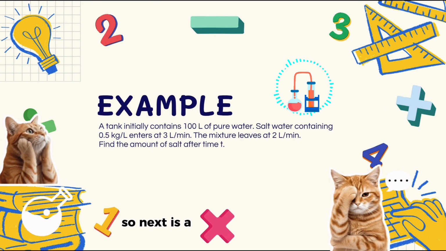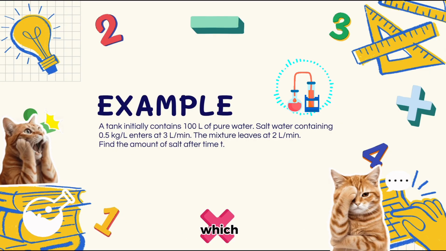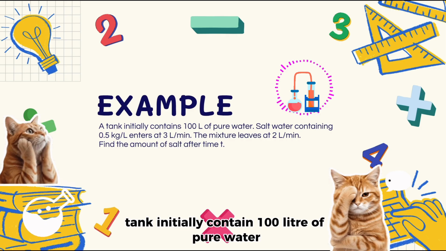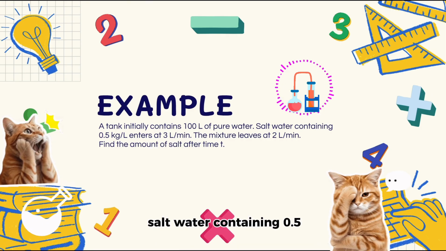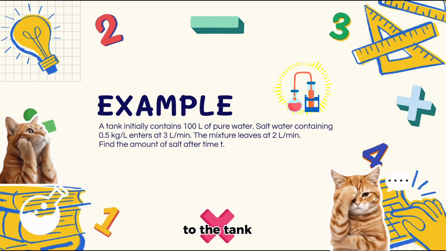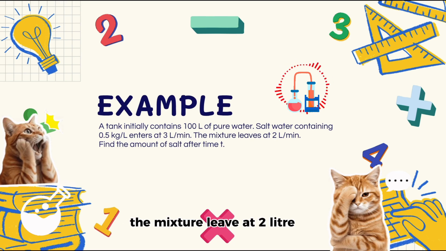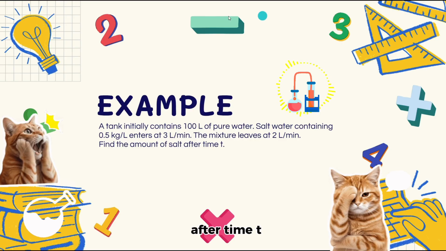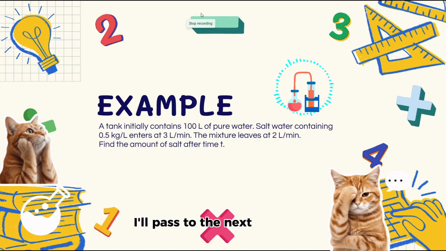So next is an example question for this problem: a tank initially contains 100 liters of pure water. Salt water containing 0.5 kg per liter enters the tank at 3 liters per minute. The mixture leaves at 2 liters per minute simultaneously. So we can use the equation just now to find the amount of salt in the tank after time t. That's all from me. I will pass to the next presenter. Thank you.